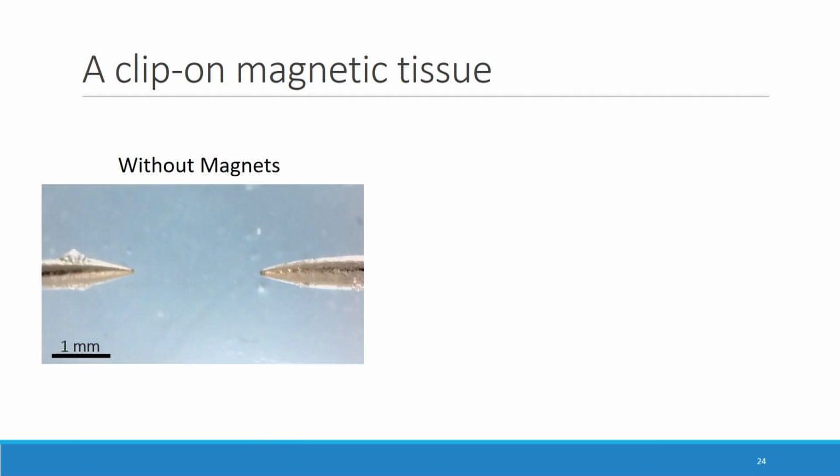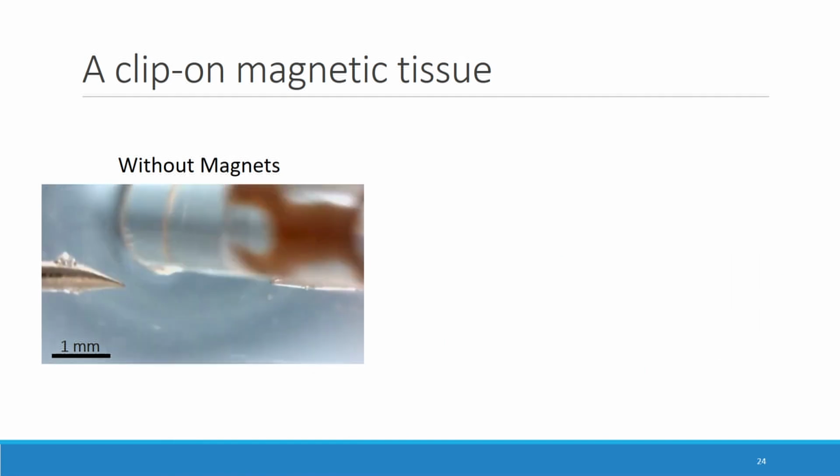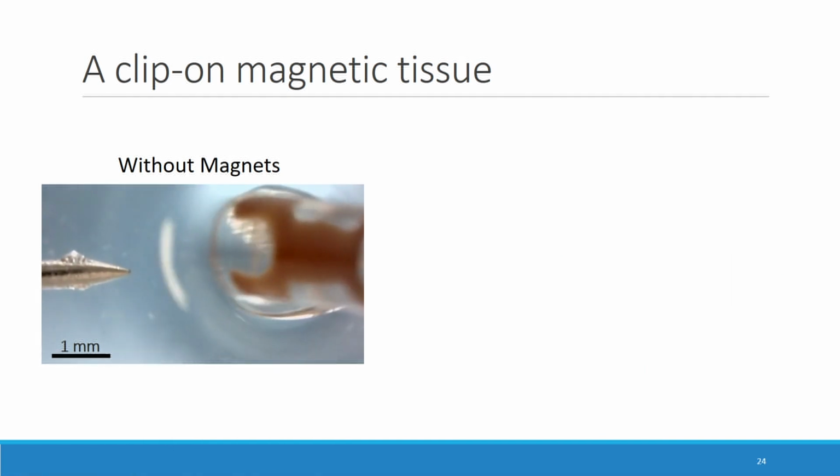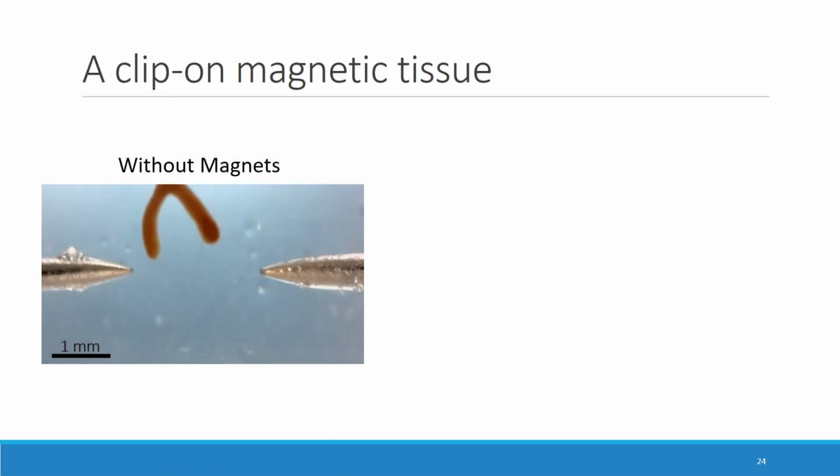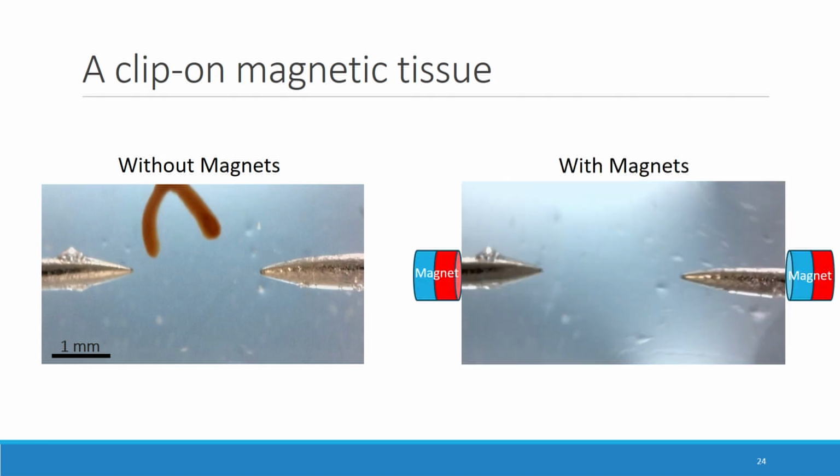First, let's look at what happens when I don't magnetize my needles. I can approach the tissue with a pipette. You can see it here. It's a bit darker because it's loaded with magnetic nanoparticles. And because there are no magnets, the tissue doesn't get attracted by the needles. It just floats around.